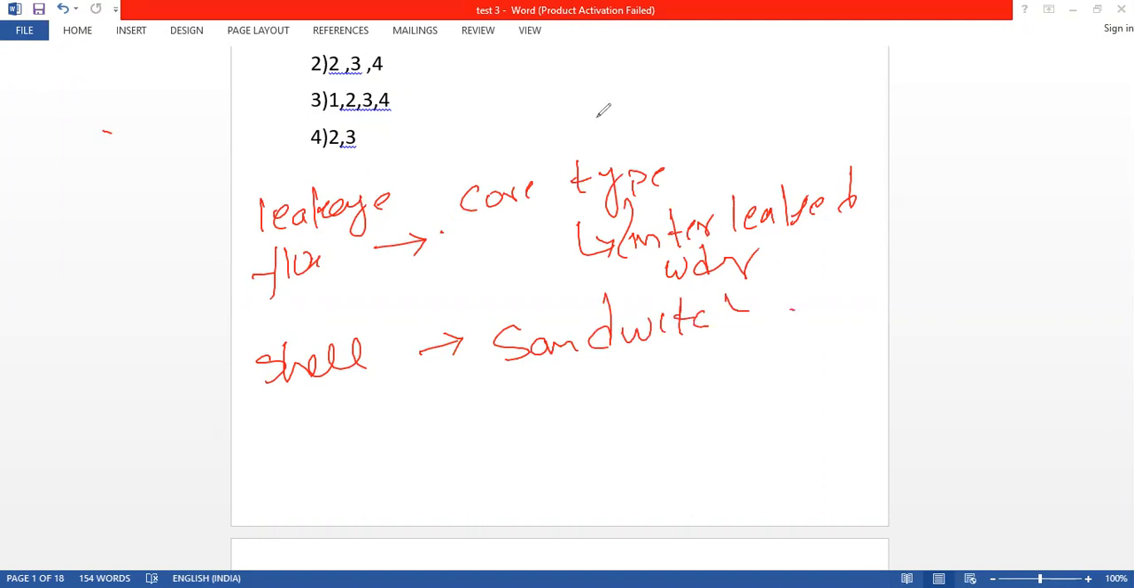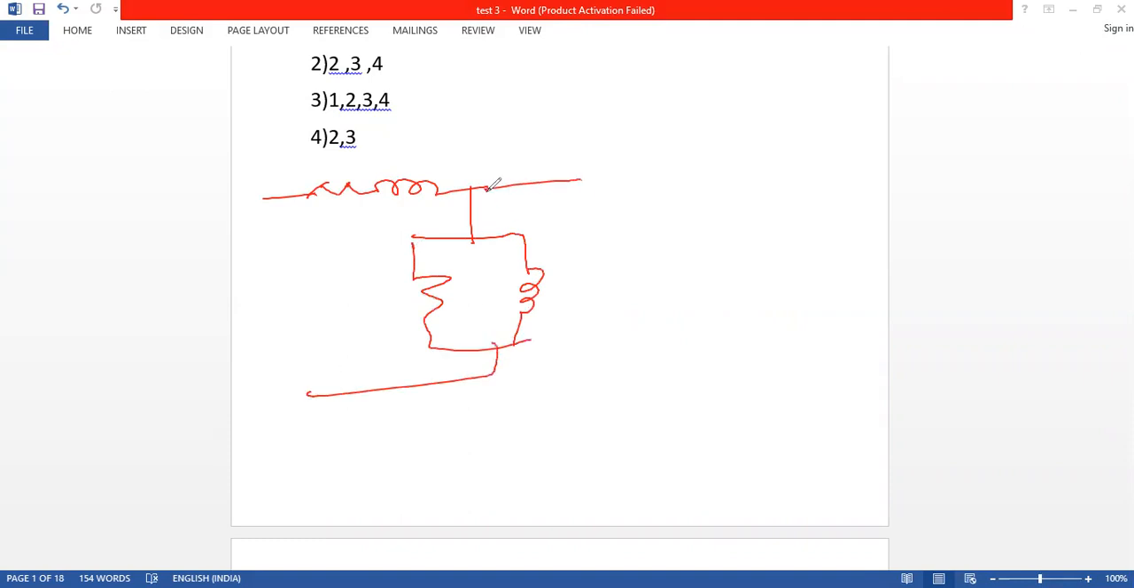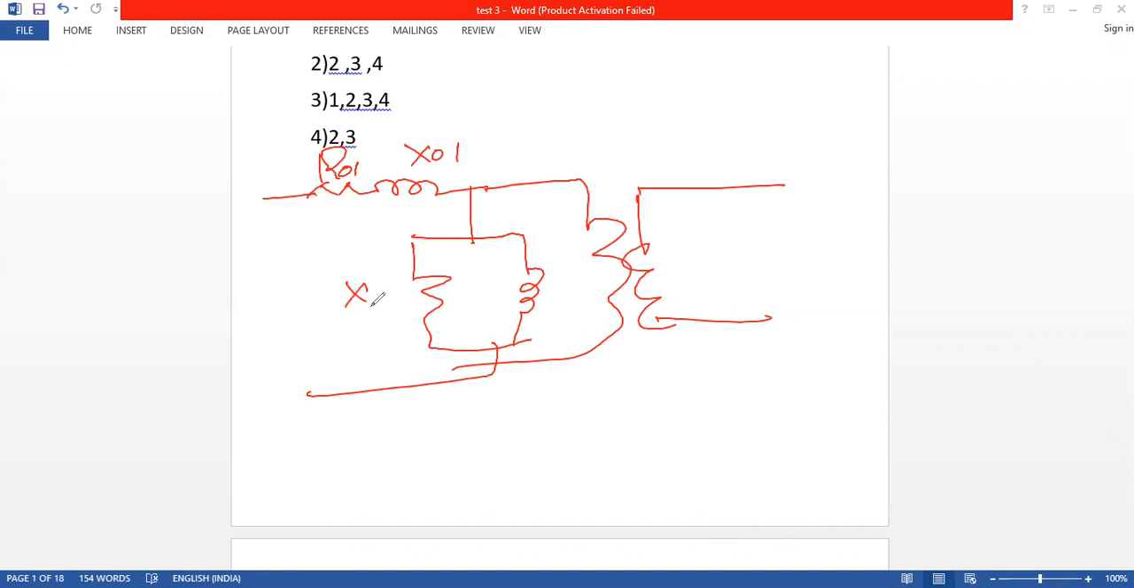What will happen with leakage flux? If leakage flux is there, what will happen? Tell me. See here, this is the transformer circuit diagram. This is R01. Transfer the entire parameter to the primary side. This is RW, this is X01.